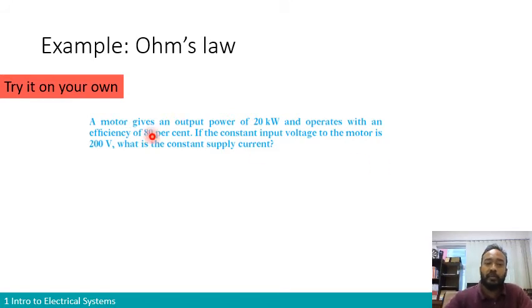So the question says a motor gives an output power of 20 kilowatt. So imagine there is a motor that outputs the power of 20 kilowatt and operates with an efficiency of 80%. So 80% means if you put into it 100% of energy, at the output it will only produce 80% of that energy. So there is 20% that is lost into heat, basically. If the constant input voltage to the motor is 200 volt, what is the constant supply current?